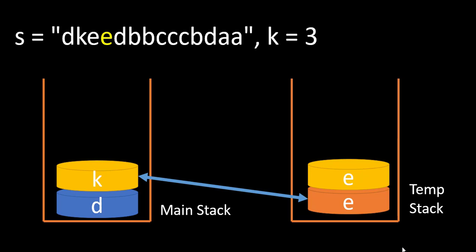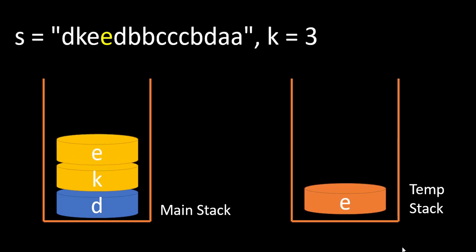So we cannot shift this k from the main stack to the temporary stack, and also the temporary stack size is not equal to k. So a continuous string of the same character of length k is not present. So we need to move all the values that are present in this temporary stack into the main stack. So that becomes our second case, when the temporary stack is not of size k.